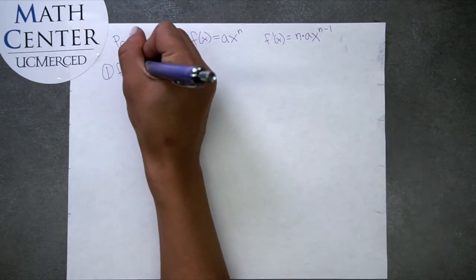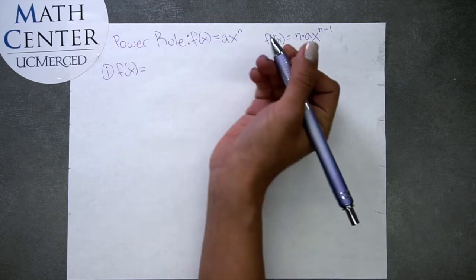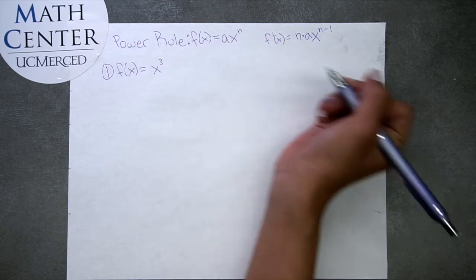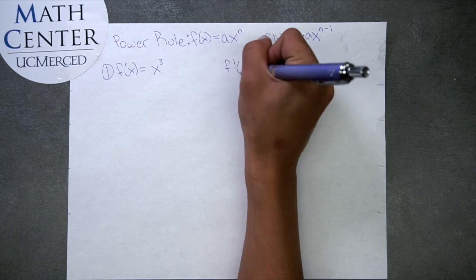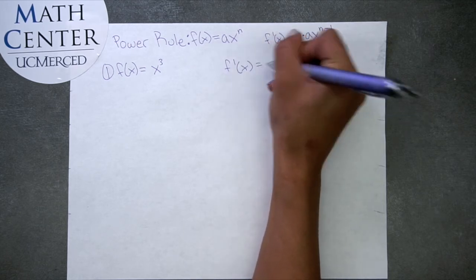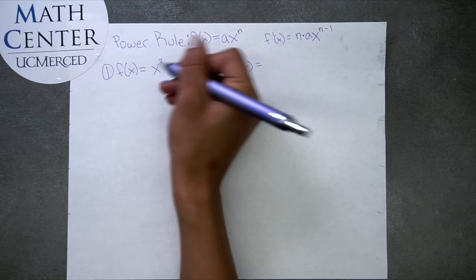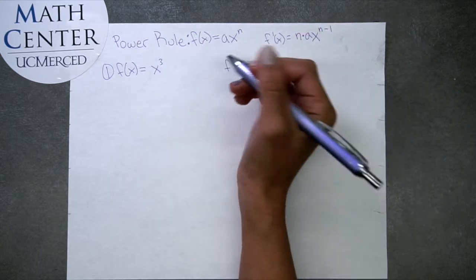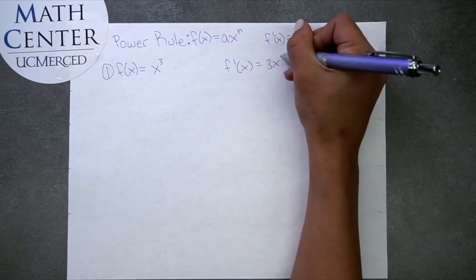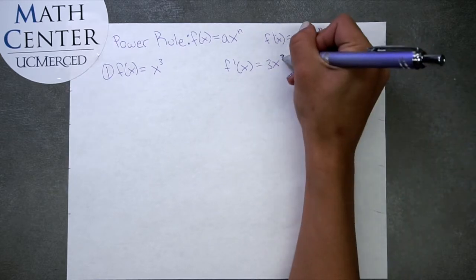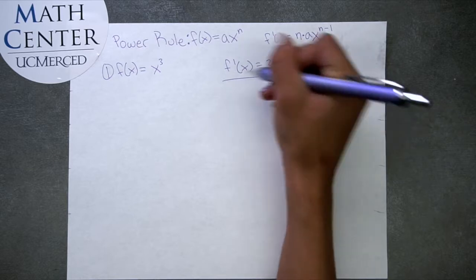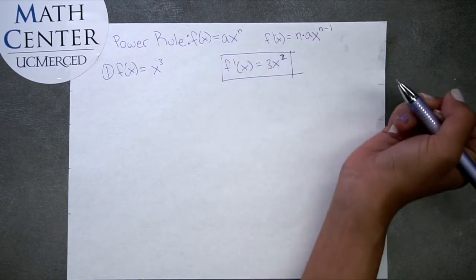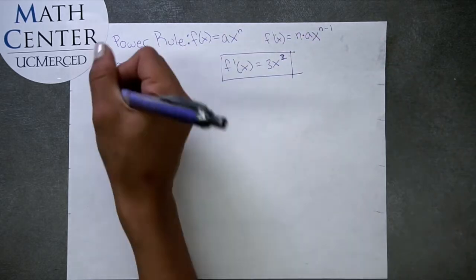So if we have a function f of x equals x cubed, the derivative of that would be equal to, you bring down the 3 and multiply it by x to the 1 less power. 3 minus 1 is 2, so 3x squared. And that would be your derivative of this.